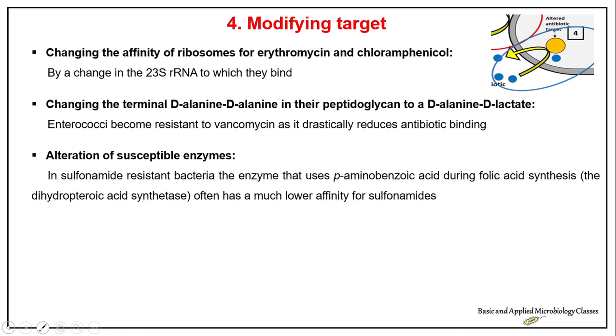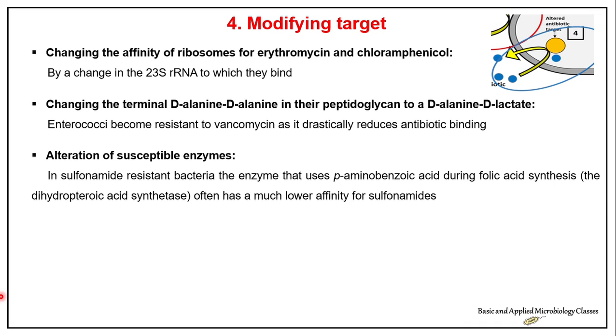Now you see the third example, alteration of susceptible enzymes. Sulfonamide acts on the enzyme which is involved in folic acid synthesis, and the bacteria which develop resistance against sulfonamide actually express such a type of enzyme for synthesis of folic acid which has lower affinity for sulfonamides. In this way bacteria will develop resistance towards sulfonamide.